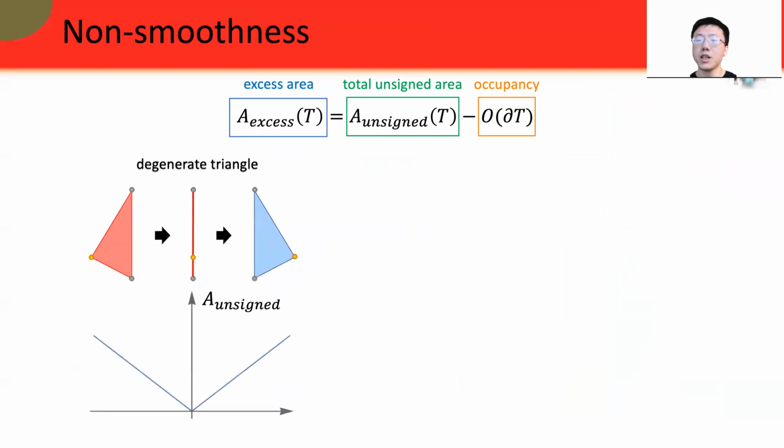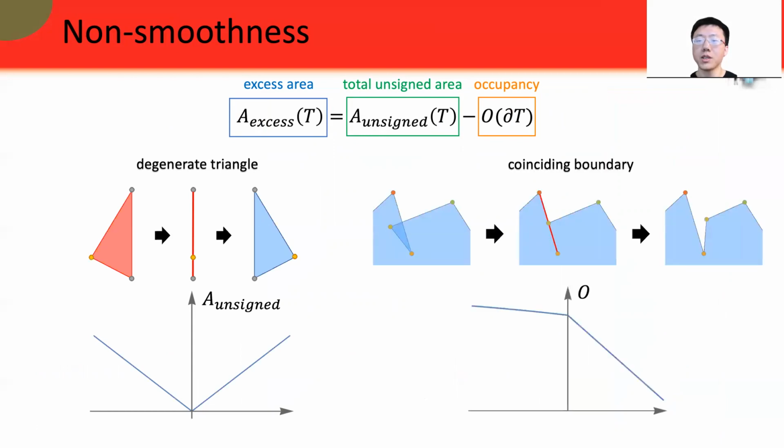For example, the unsigned area is not smooth as the triangle transitions from an inverted state to a non-inverted state, and the sharp change happens when the triangle becomes degenerate. For occupancy, it's not smooth when the map transitions from an overlapping state to a non-overlapping state, and the sharp change happens when the boundary edges coincide. The important thing to notice is that the non-smoothness happens in generic configuration during the map transition from a non-injective state to an injective state.